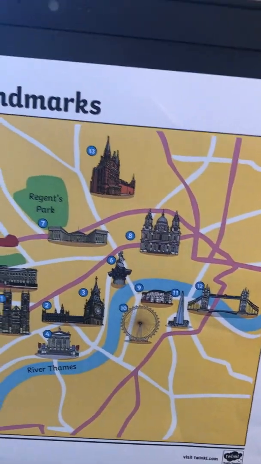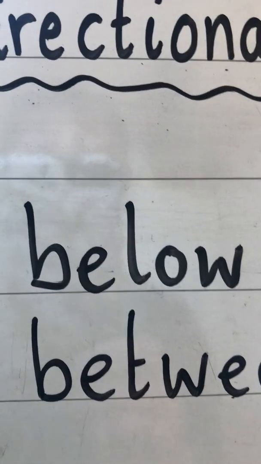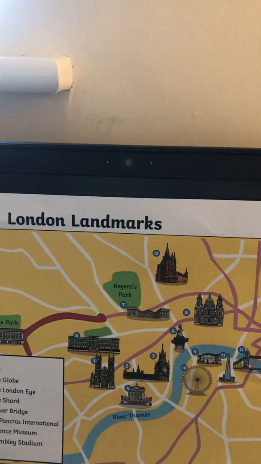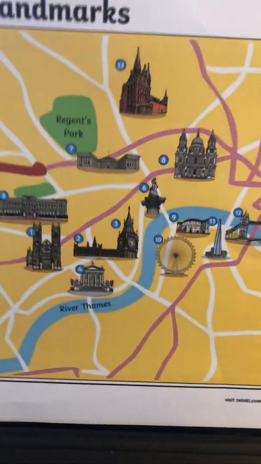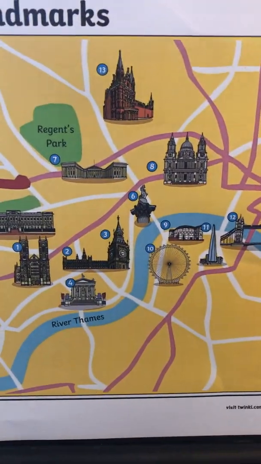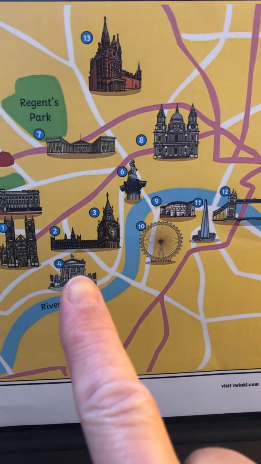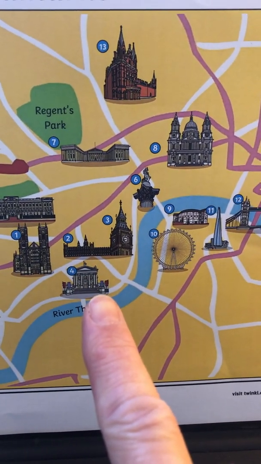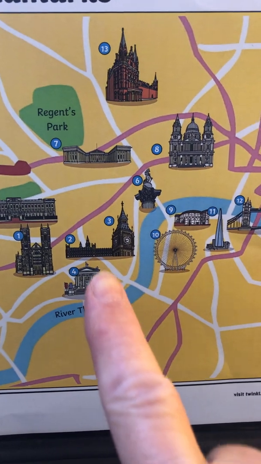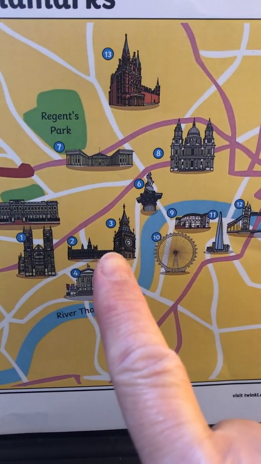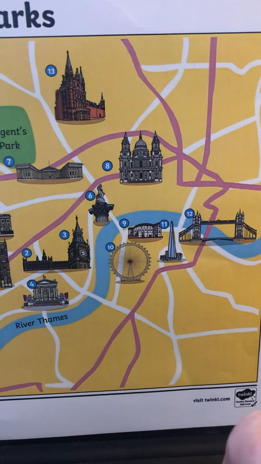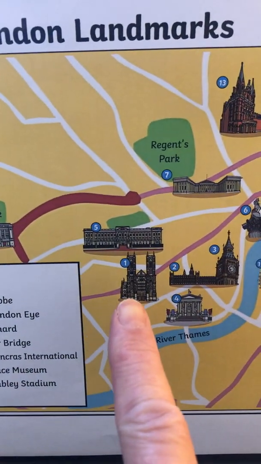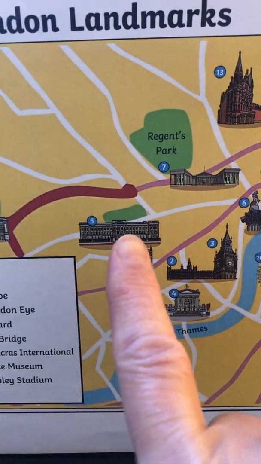Now, let's go back to our list. We had ones that said below. That means the same as under. So it's the opposite of above, isn't it? So we could say that the Tate is below the Houses of Parliament. Or we could say, what else could we say is below? Westminster Abbey is below Buckingham Palace.